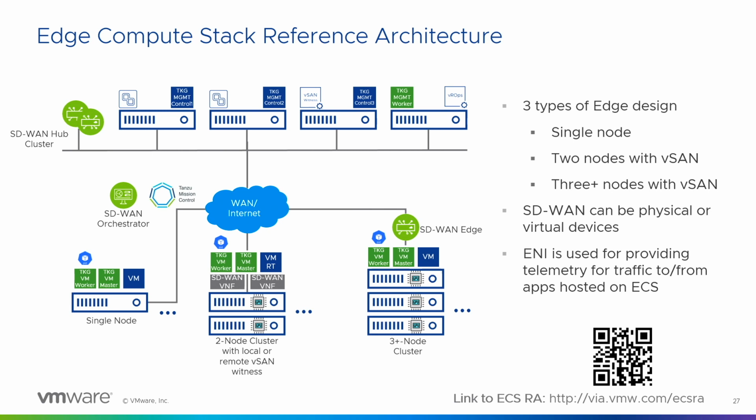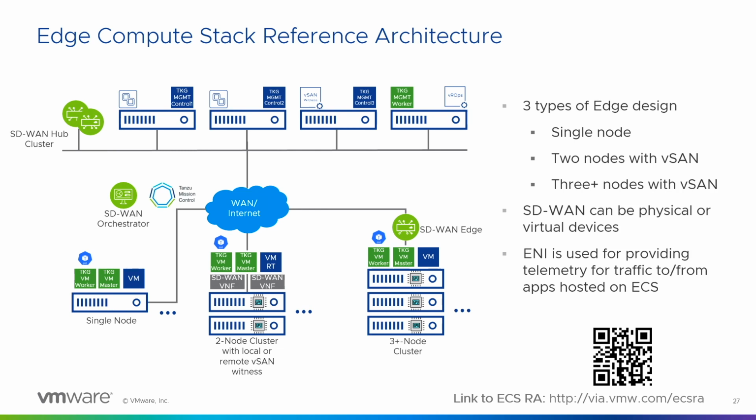So it's good news. This is sort of a reference architecture for what a small edge compute stack deployment would look like, from a data center to the edges. And SD-WAN in this case is completely optional. It's actually an add-on to ECS. And so you can deploy maybe an SD-WAN physical device that's in front of the edge compute stack cluster, or have it run as a VNF or a VM inside of each of the hosts.